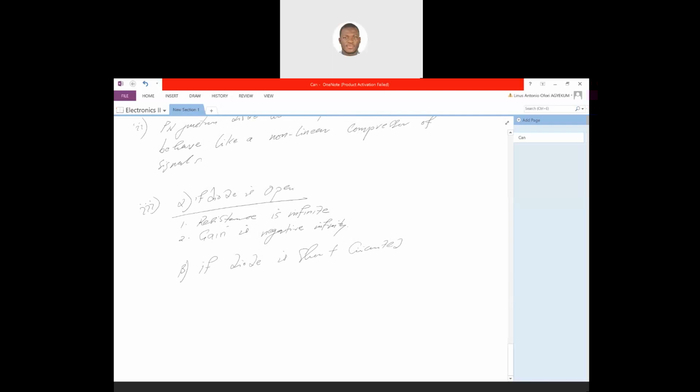Now, for the other part, if the diode is short circuited, okay, what it means is that resistance is zero. And then two, gain is also zero.